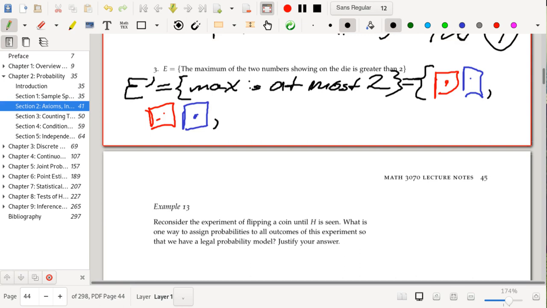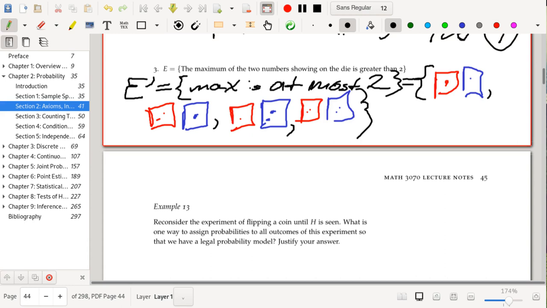We also have the case where the red dice is 1 and the blue dice is 2. So the blue dice is 2. And we also have the outcome where the red dice is 2 and the blue dice is 2. And the maximum of those in this case would be 2. And again, that's at most 2. We had to stop there because the next thing we would do is make one of the dice at least 3, in which case the maximum would be at least 3. So it's no longer going to be in this event.